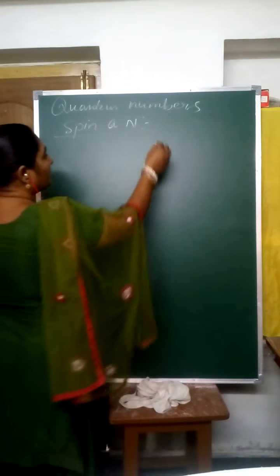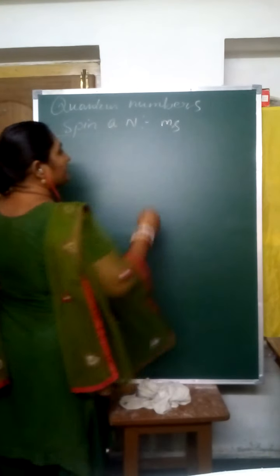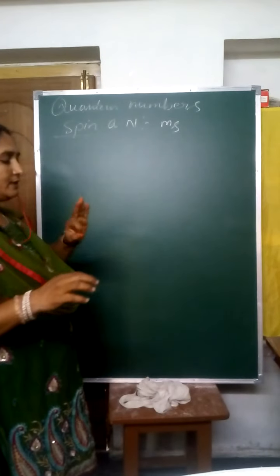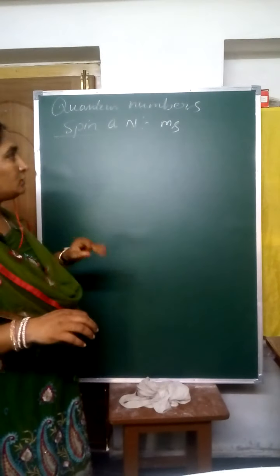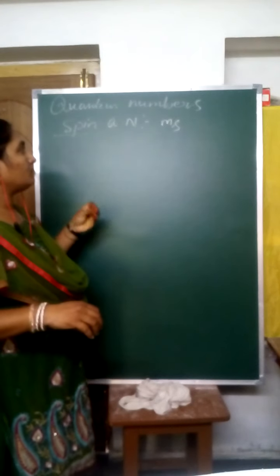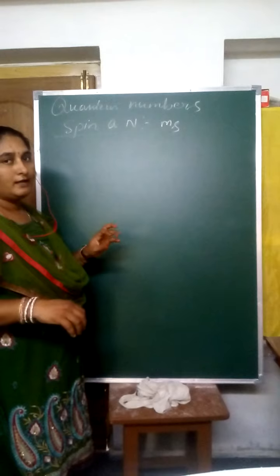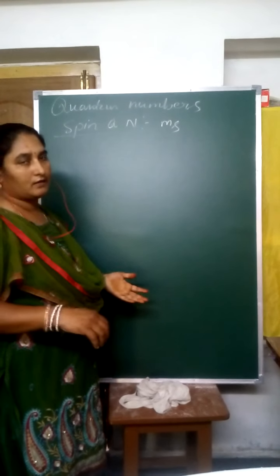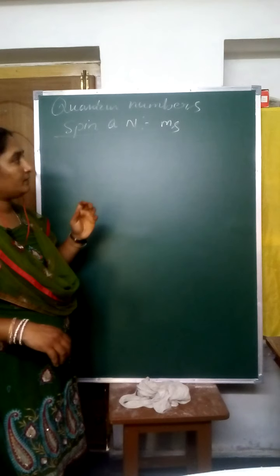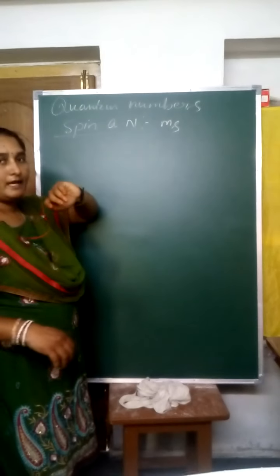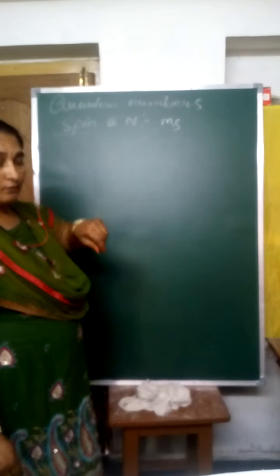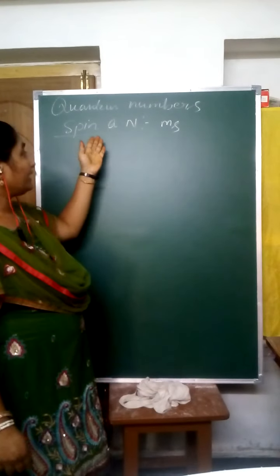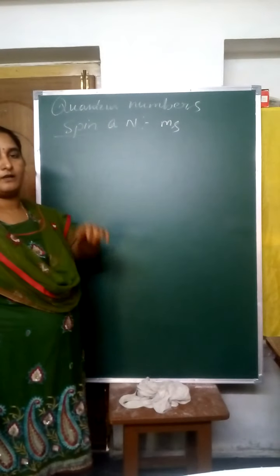The spin quantum number is denoted with ms. Before, only three quantum numbers were proposed. After that, while discussing more properties of the electron, we introduced the spin quantum number, denoted with ms. As I already told you, it tells us a property of the electron.